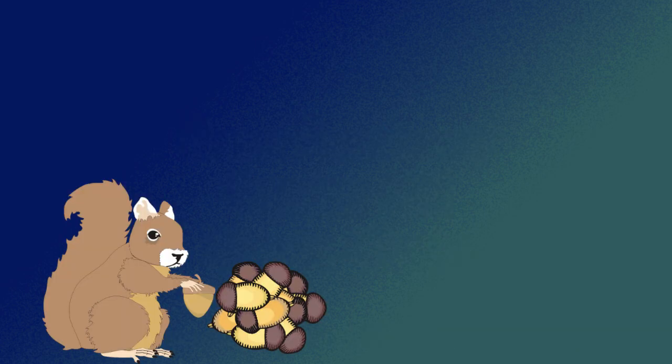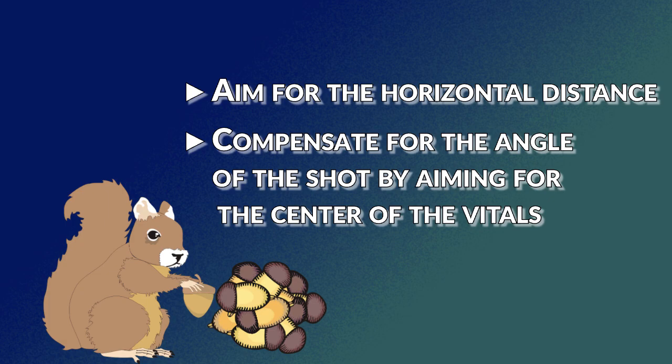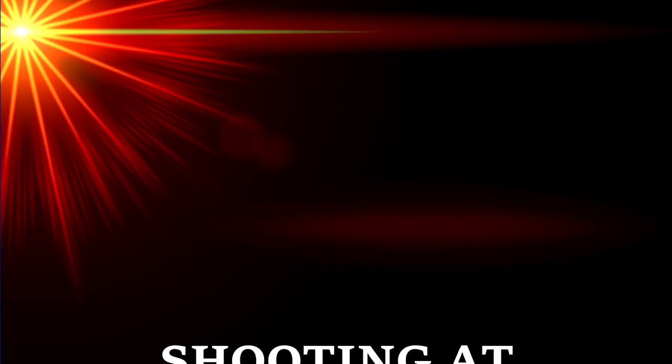In a nutshell, there are two things you need to do when shooting up or down. Aim for the horizontal distance, and compensate for the angle by aiming for the center of the vitals.